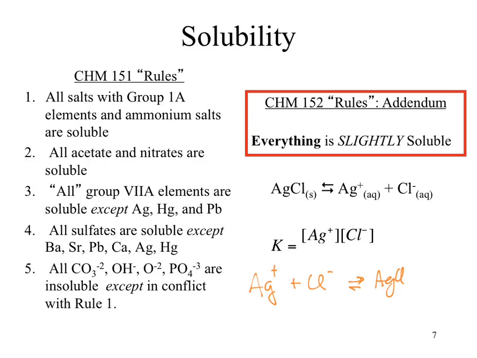Because it's arbitrary. We can decide whatever we want. If we set up the K for this case, we'd get AgCl solid on top, and Ag+ times Cl- on the bottom. What's the effective concentration of silver ion and chloride ion? If this is an insoluble solid, what's our concentration of our ions? 0. What's 1 divided by 0?